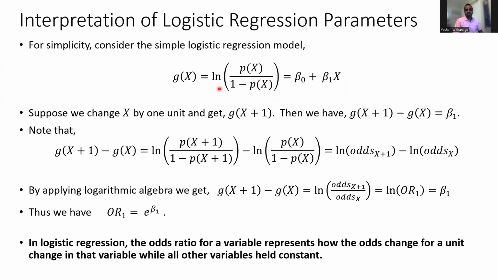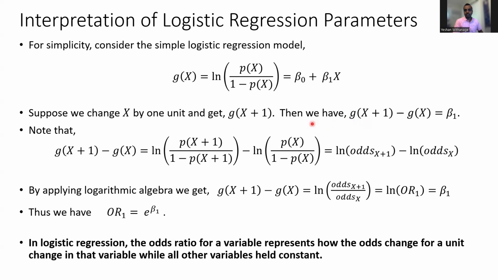So you can see that in this model, we have only one independent variable. If we change it by 1 unit, that means we change x to x plus 1, for example, and take the difference. Here my function is g(x). Since I change x to x plus 1 and then take the difference, it gives me g(x+1) minus g(x), which will be equal to beta 1, the coefficient of x.